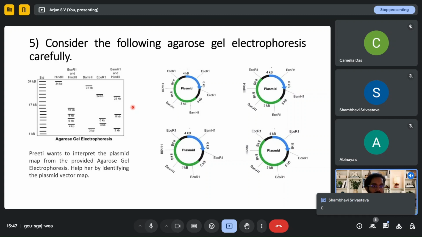Okay, you're saying C, but can you explain how it is the case?